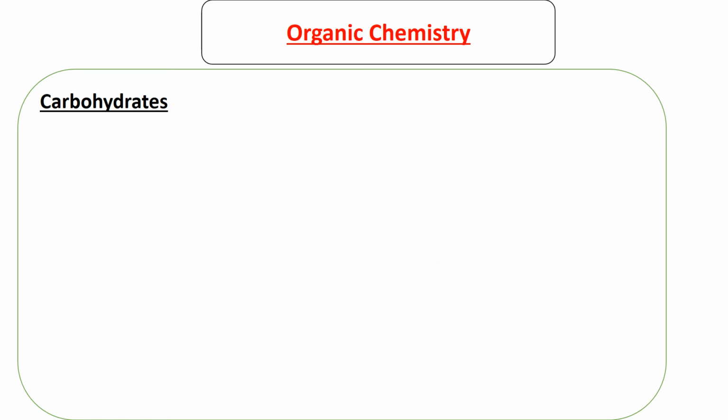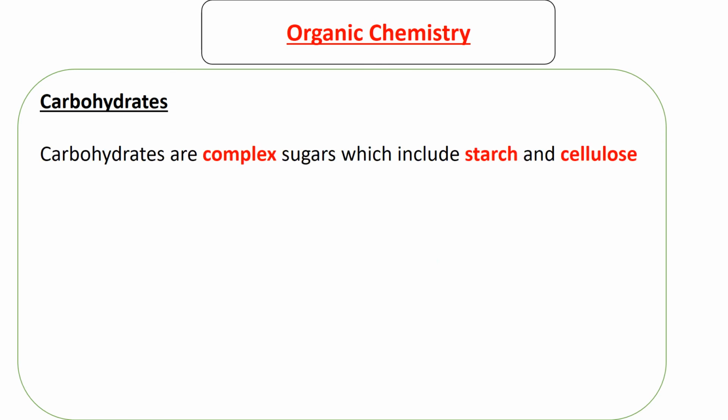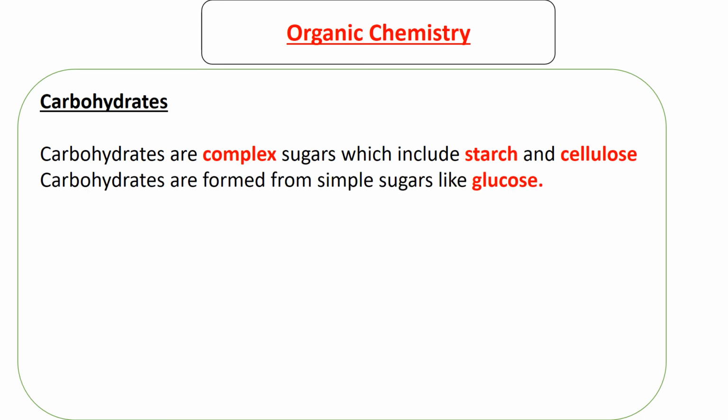Finally, carbohydrates. Carbohydrates are complex sugars which include starch and cellulose. Sugars can be classified into two: simple sugars and complex sugars. Simple sugars, when they combine, form complex sugars. Examples of such complex sugars are starch and cellulose. Carbohydrates are formed from simple sugars like glucose. Monomers are simple sugars, just an emphasis of what I've explained.